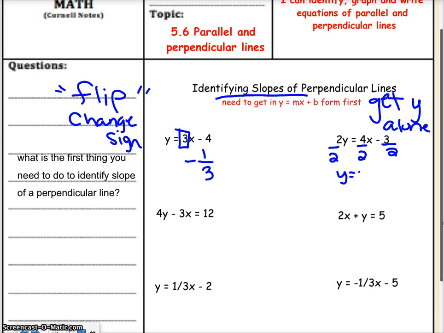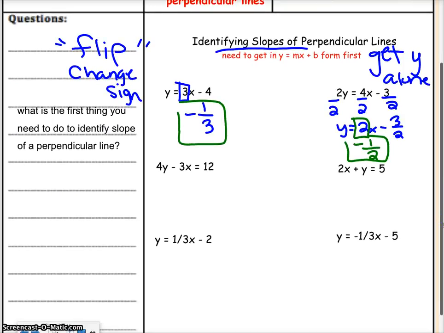Y equals 2x minus, I don't care that that's a fraction, because all I care about is the slope. Box off the slope, flip, change sign. You can do it. Flip, 1 over 2, change sign, negative.